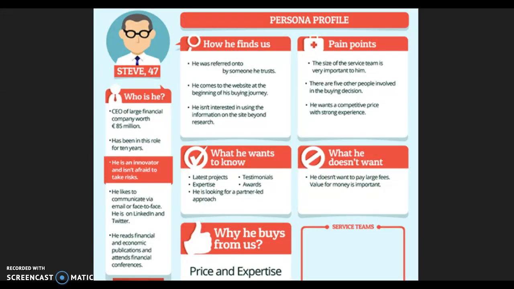It has the name of the buyer, the age, some characteristics of him, how he finds us, what he wants to know, what he doesn't want. And then two of the most important things on here are his pain points and then why he buys from us. So all this information is just an overview of some of the key points of social consumers.